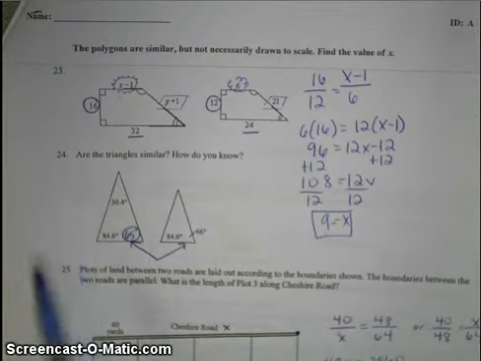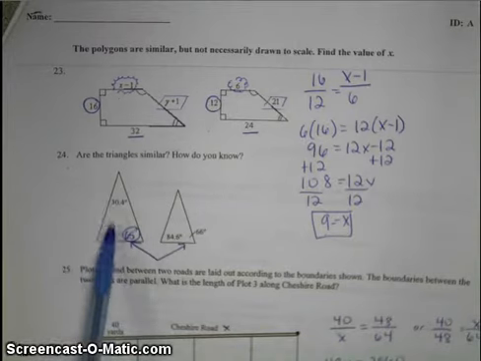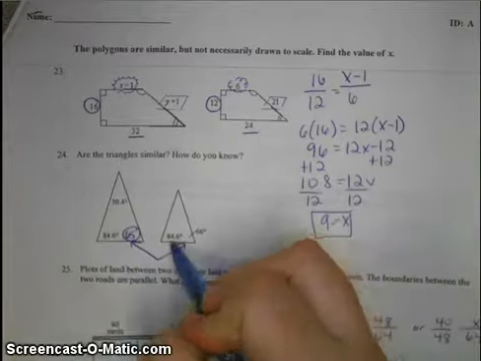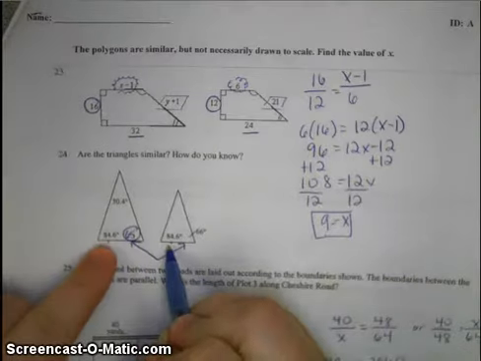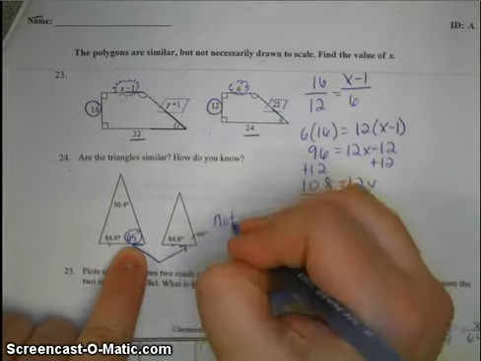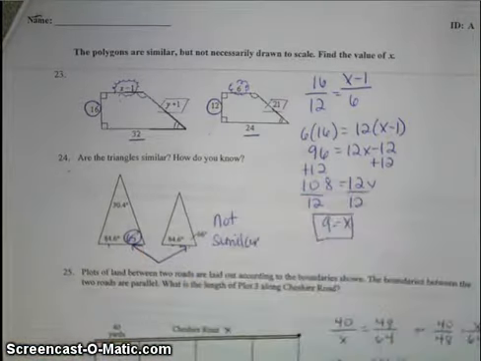Number 24, are these triangles similar? How do you know? Automatically, I know that the three angles in a triangle add up to 180. So this missing measure here is 65. While 84.6 corresponds in both pictures, unfortunately, these angles are not congruent. So these cannot be similar. All angles must be congruent.